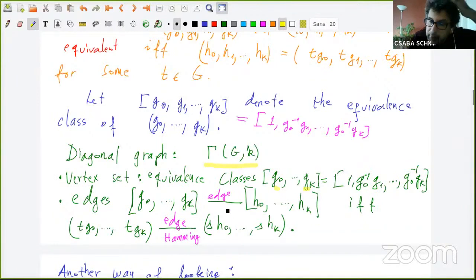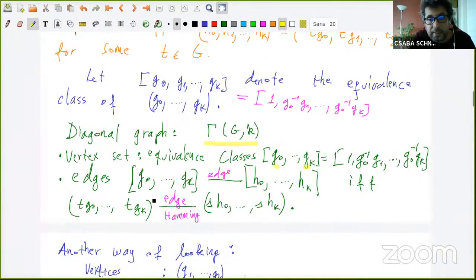And so these are the vertices, and two such vertices are going to be adjacent if and only if there is some vertex in the equivalence class of the first vertex, and the elements of the equivalence class are vertices in the Hamming graph, so if there is an element in the equivalence class of the first vertex and an element in the equivalence class of the second vertex which are adjacent in the Hamming graph H_{k+1}, G. So this is all well defined, and this is going to define a graph.